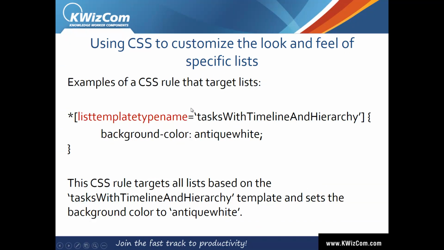So here is an example of targeting a list by template type name. I want to target tasks with timeline and hierarchy, and I want to make their background color white. So any time a view, an edit, a display, or a new item form is rendered, I want the background color of this specific template, or a list based on this specific template, to be colored antique white.